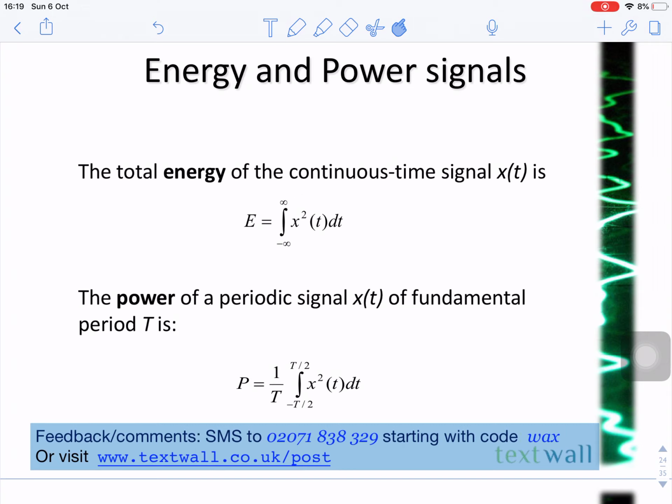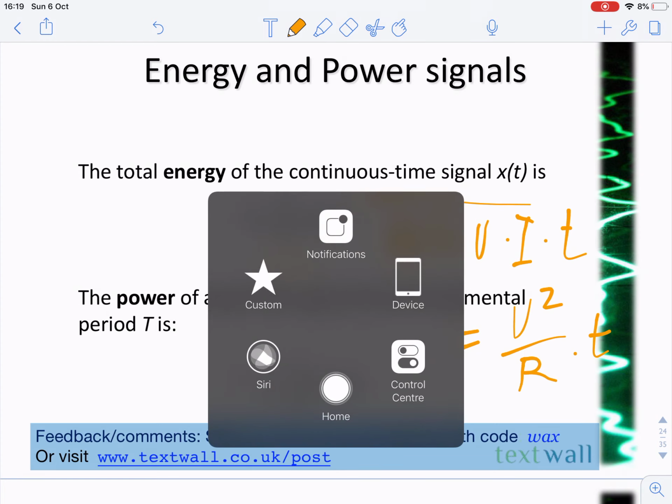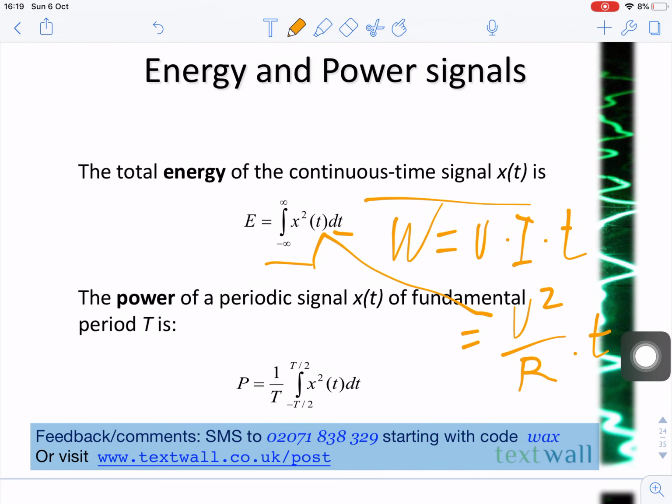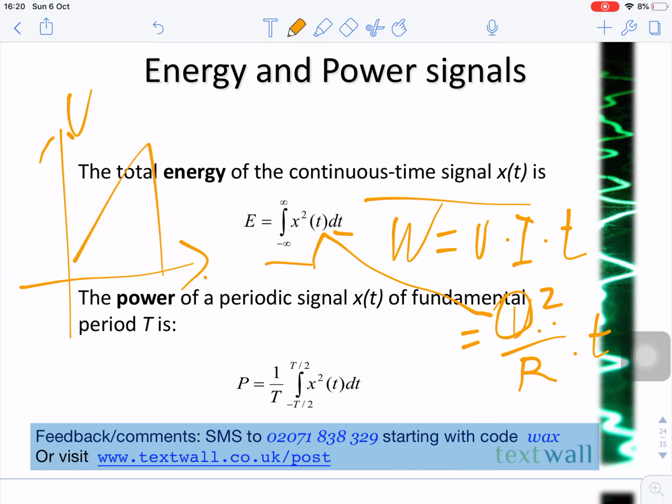And the energy and the power signal: the total energy of a continuous time signal is the integration of x squared from minus infinity to infinity. You can think about W equals to the integral of u i dt. Here u is the signal x. So the u is a constant, it's not changing. And we also know that u squared over t is going to be the energy, you can imagine that.